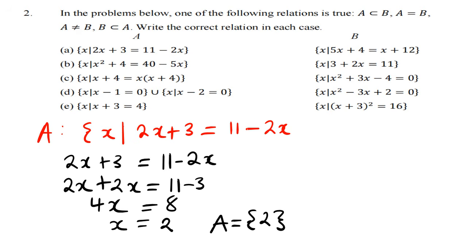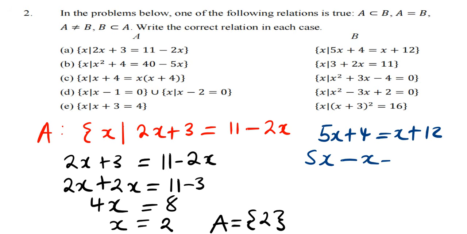Okay, now we come to B. For B, we've got the equation 5x plus 4 is equal to x plus 12. So we're supposed to solve this equation. I'm going to put the like terms. I'm going to have 5x minus x will be equal to 12. When the 4 goes to the other side, it becomes negative 4.